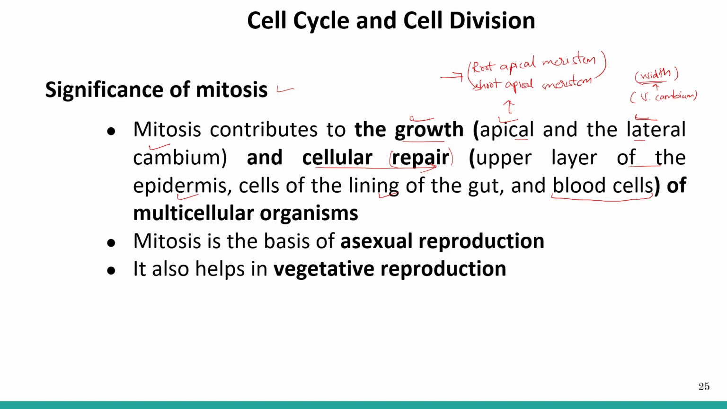Alright, now the second point is mitosis is the basis of asexual reproduction. Alright, like in prokaryotes. Okay, bacteria. Okay, asexual reproduction takes place with the help of mitosis. Alright. Now, mitosis also helps in vegetative reproduction. So, vegetative reproduction is a type of asexual reproduction.